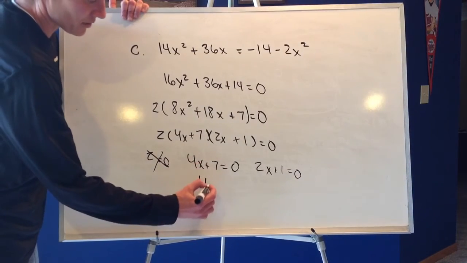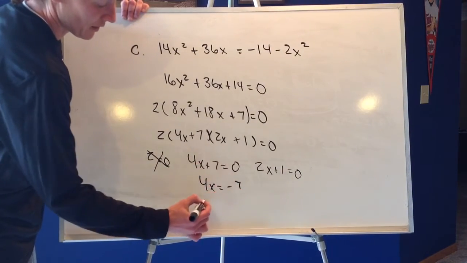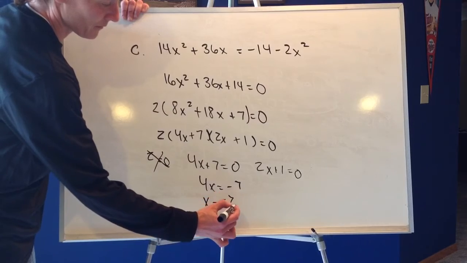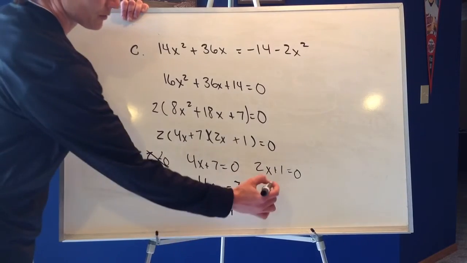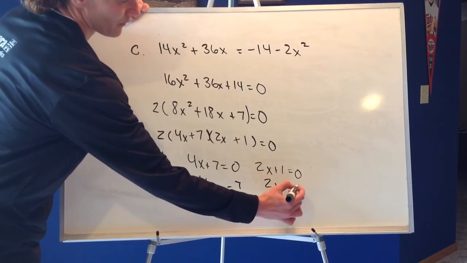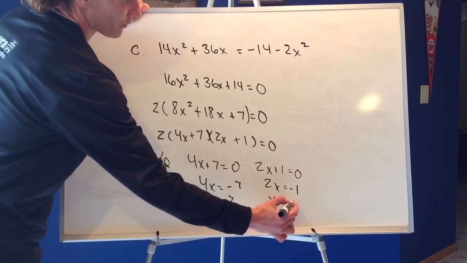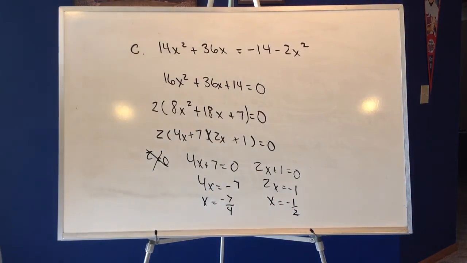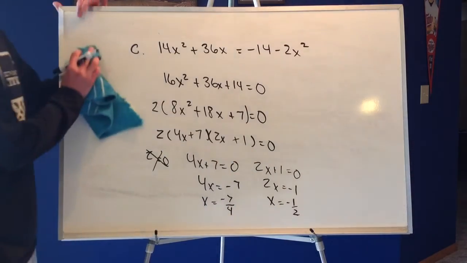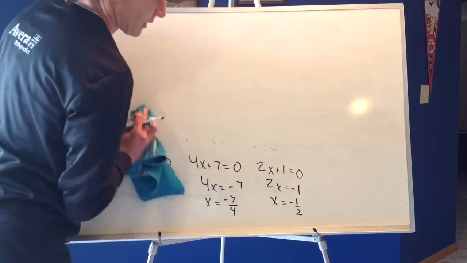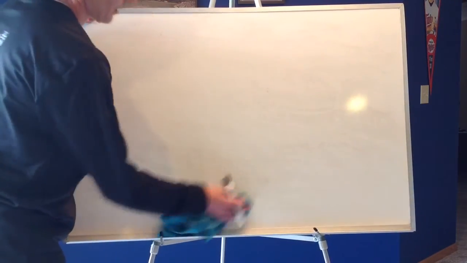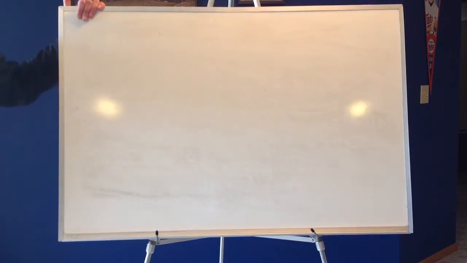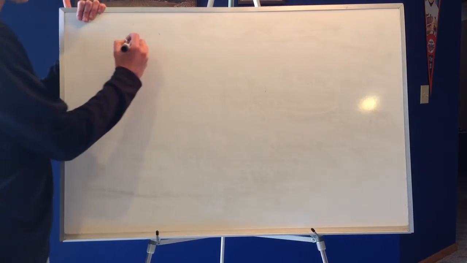So subtract your 7 and divide by 4. Subtract your 1 and divide by 2. And those would be your 2 answers. Again, can't use the GCF because it does not have a variable with it. And one last one here, hopefully kind of getting the hang of it.